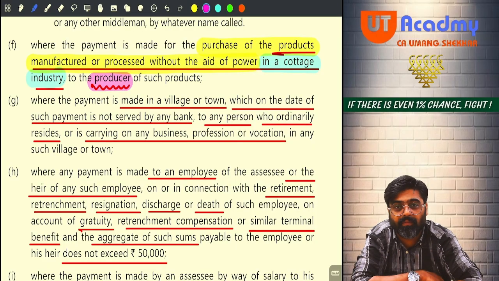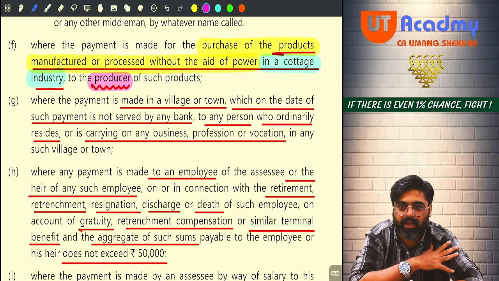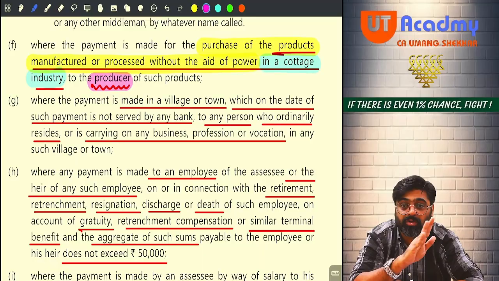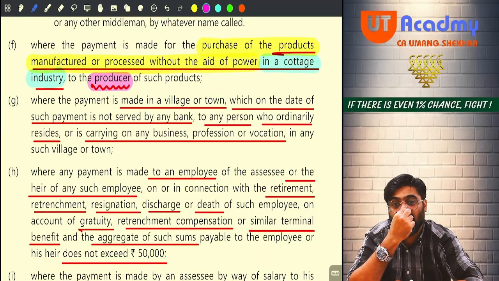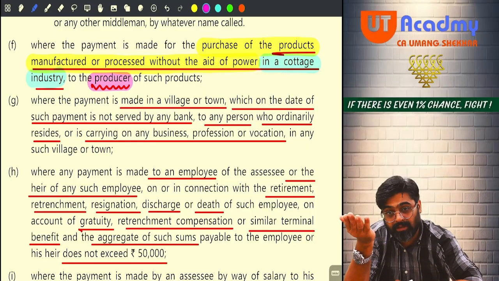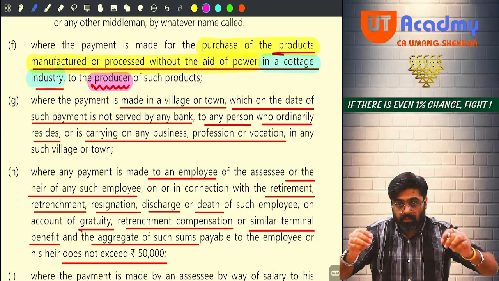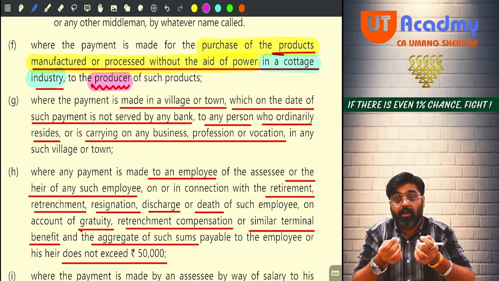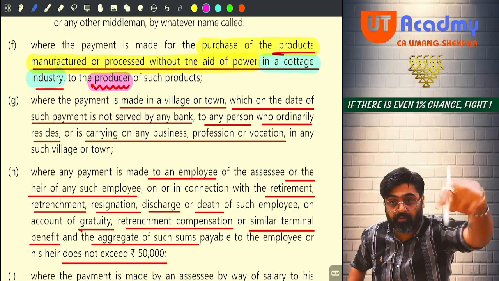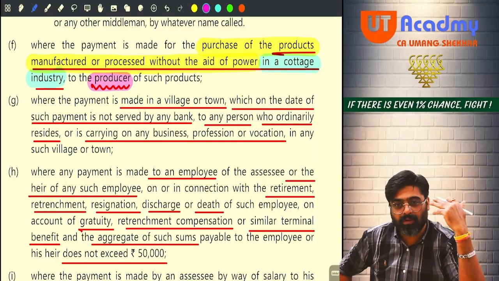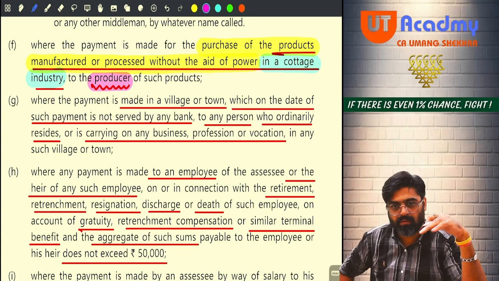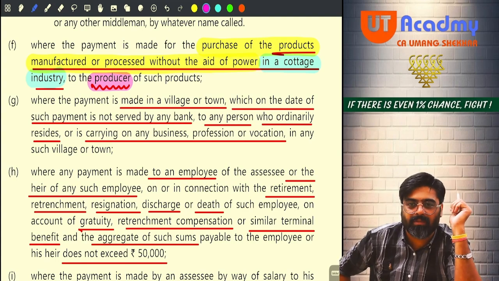Got it? There are few jute bags and all. Handloom items are there. Jute bags are there. Then there are bamboo stakes. These are usually cottage industry items, where no power is used, no electricity is used to manufacture these goods. And the producer who is manufacturing these goods must be producing that from his hands only, no? Handmade items. So to that producer, if you are making the payment for purchase of these goods, any mode is allowed, whatever payment. Just imagine, he cannot afford machinery to produce all these things.